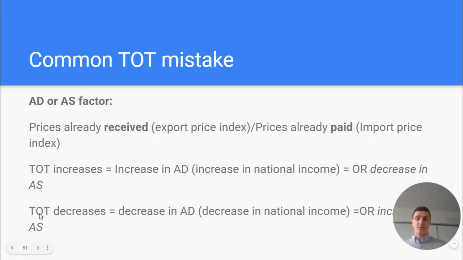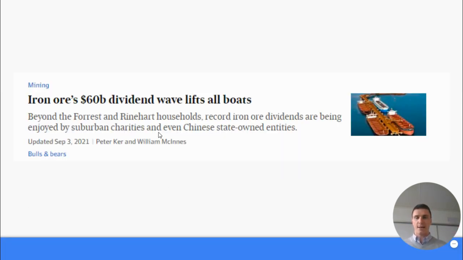Okay, and vice versa. If there's a decrease in the terms of trade, then we've already received less for our exports or paid more for our imports, remember, and that's a decrease in national income. So don't make the mistake of saying the terms of trade has increased, which means the price of exports has gone up, that will decrease X, and that will decrease AD. That's a common mistake. Don't make that one.